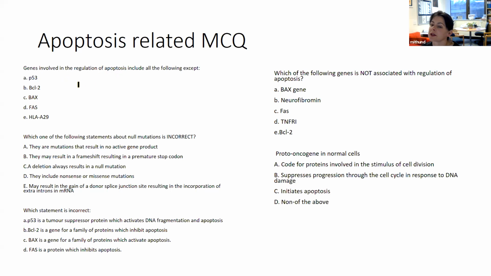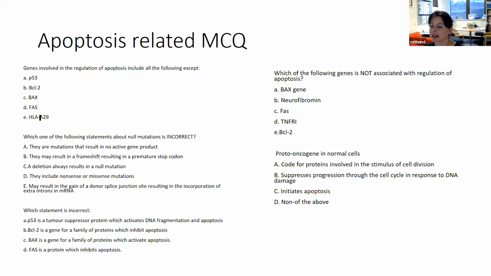So this first question here, we got genes involved in the regulation of apoptosis include all the following except, which one would you pick? Any guess? It's hard because it's just learning stuff, so it doesn't matter if you get it wrong. I'll tell you what the right answer is. I think most people were writing it in the chat, but everybody was saying E. Oh, yeah. Yep, it's E.